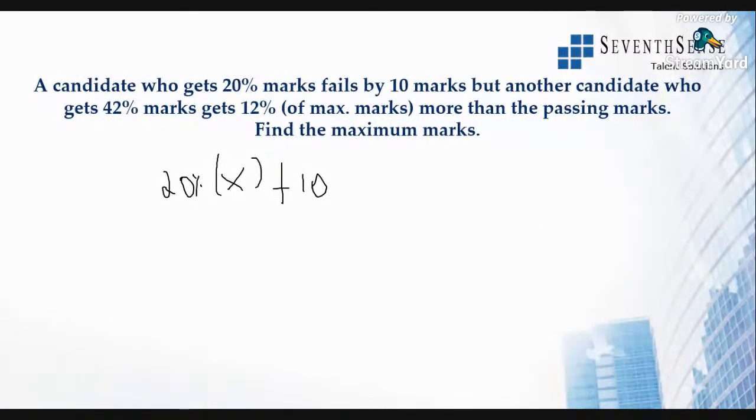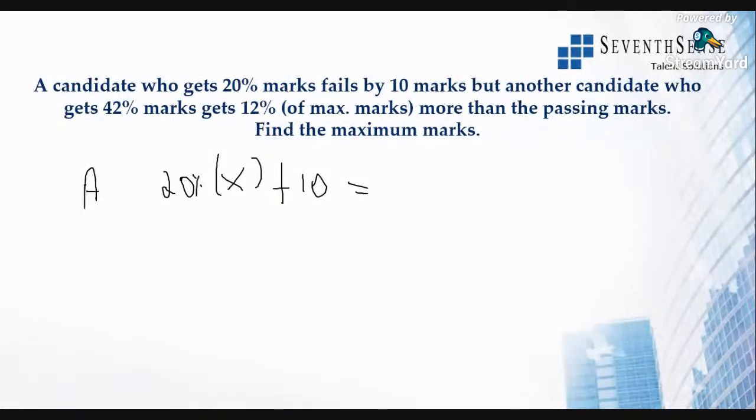If he fails by 10 marks means, say I have scored 45 and I failed by 5 marks, so my passing marks will be 50, right? So here he has got 20% of the total marks and he fails by 10 marks. So what will be the passing marks? That will be 20% X plus 10. All right.